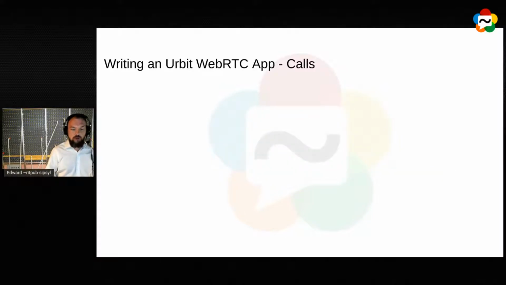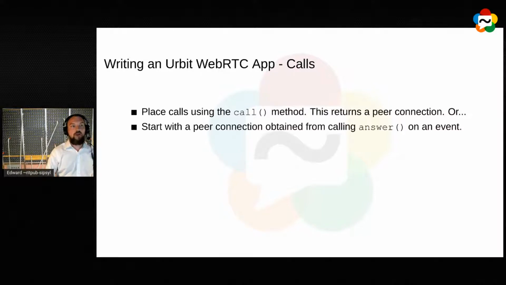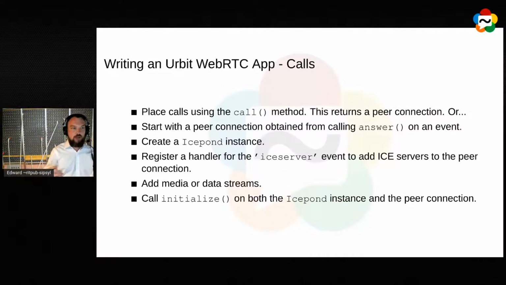And then for your actual call flow, again, it's not very difficult. You can place calls using the call method from WebRTC app, and you'll get back a connection that will start negotiating as soon as the other side accepts the call. Or you could start with one that you obtained from calling answer on an incoming call event. And then from there, you're going to want to create an instance of IcePond. You're going to want to register a handler for ICE server events that will add ICE servers to the peer connection. This is actually done through the configuration attribute of RTC peer connection. And then you're going to want to add your media or data streams. Once you've done all this, you could call initialize. You can actually add streams after initialization as well, and it will renegotiate. Both on the IcePond instance and the peer connection, you want to call initialize, and that will start the process of getting ICE servers and handing them off to the peer connection, and the peer connection actually starting to try to negotiate.